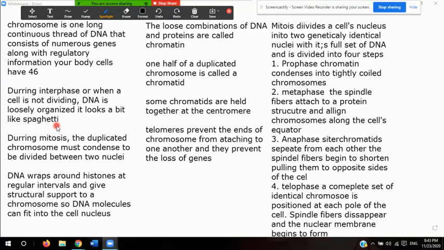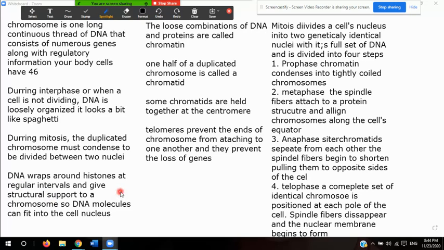And this is important for that to happen, because if it didn't happen, the genetic information would be all over the place, and that could cause a lot of mutations or a lot of other complications. It says during mitosis, the duplicated chromosome must condense to be divided into two nuclei. And again, this is important because if they didn't divide into two nuclei, then the genetic information would not be correctly stored, and that could lead to mutations and, like I mentioned already, other situations within the cell, or there could be an error in the genetic information.